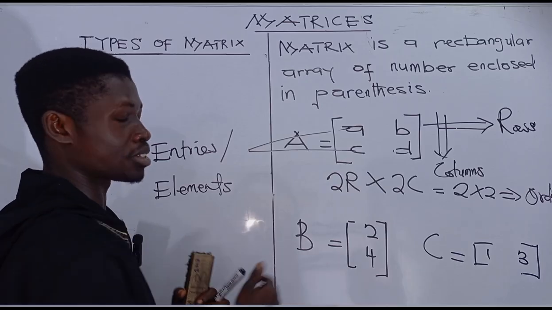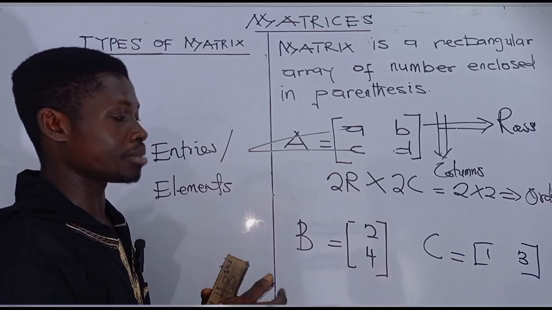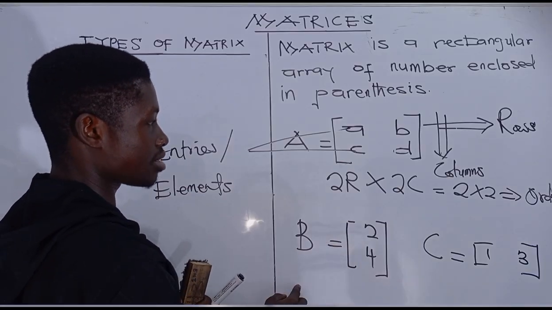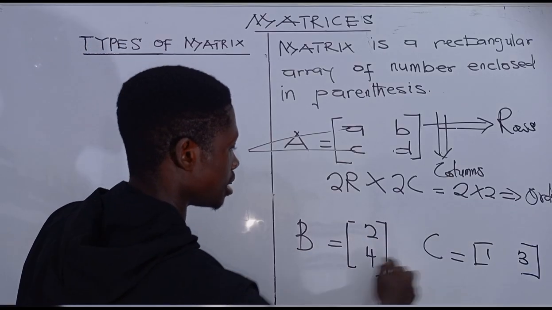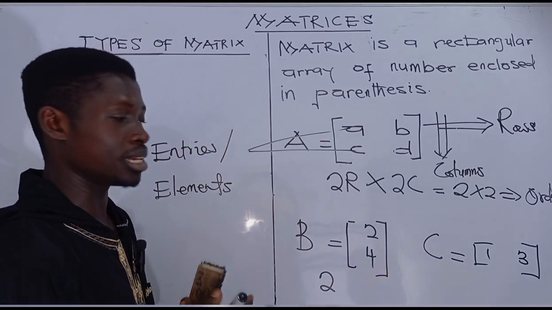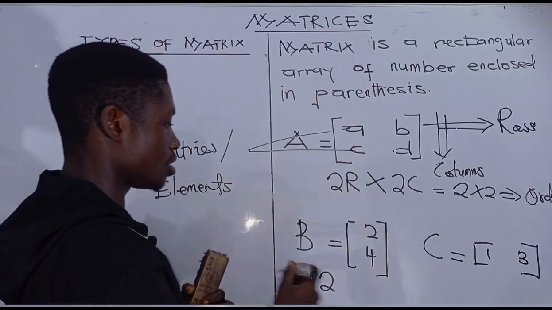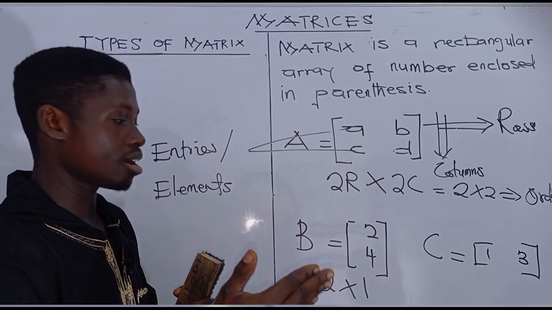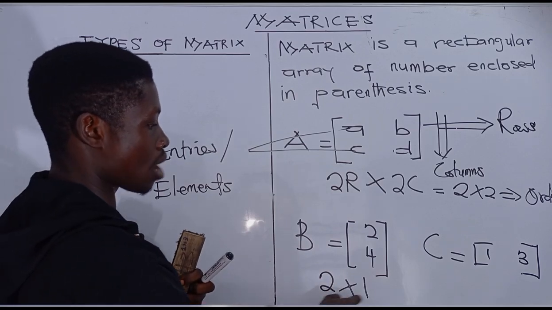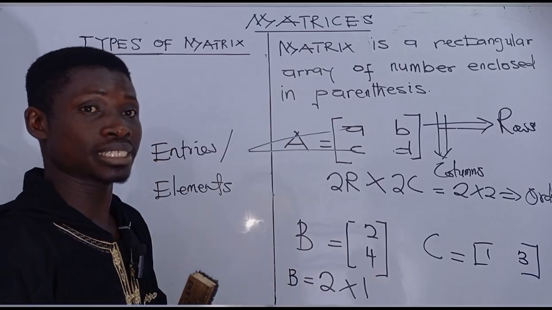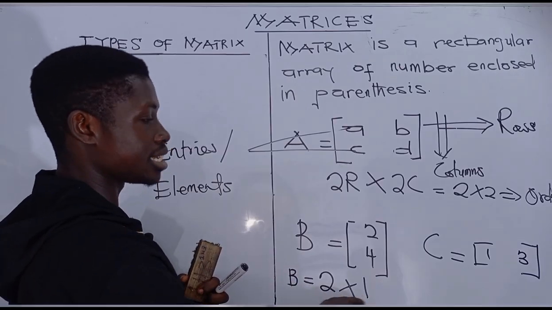What is the dimension of matrix B? We are looking at the number of rows and then the number of columns. So matrix B is having how many rows? 1 and then 2. So we have 2 rows. And then how many columns? We only have one column. So the order of matrix B is a 2 by 1 matrix. But the dimensions are 2 rows and then 1 column.